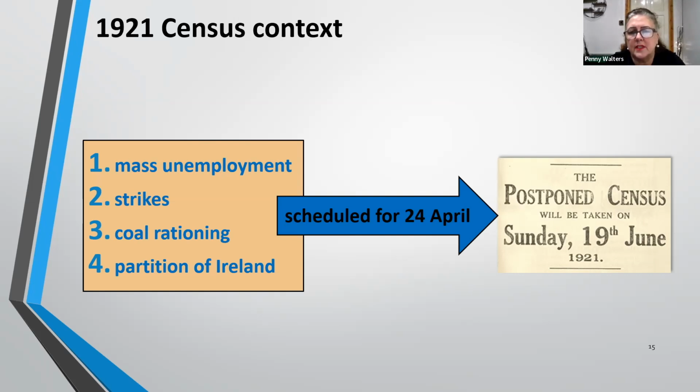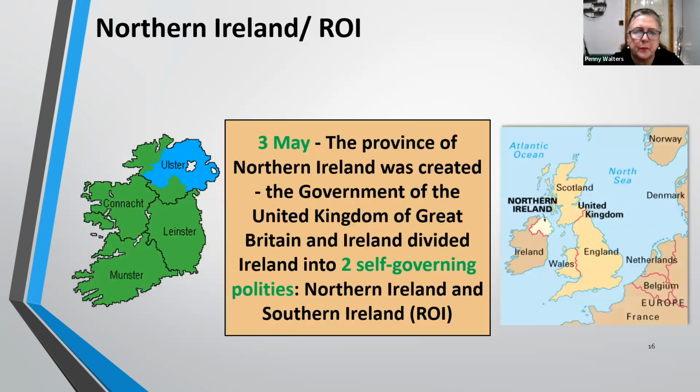The census was scheduled, as was normal, for the 24th of April on a Sunday, but it was postponed. And they didn't waste all the paper. So when you squeeze your eyes up and have a look at any of these censuses, you will see it still has the 24th of April on the date on the census, but it was postponed and was held on the 19th of June.